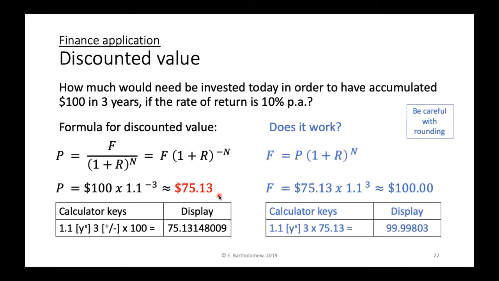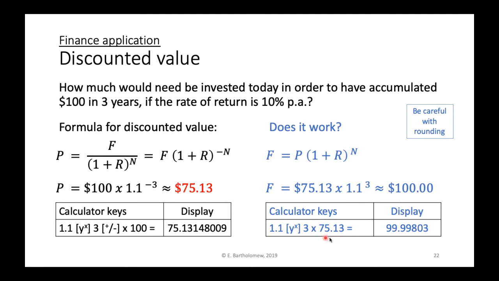So does it work? Because we're basically saying we want to have accumulated $100 in 3 years. Well, let's go back to our other formula: the value in the future is equal to the value in the present times 1 plus the rate to the nth power. So that's the formula that we're using. We take 75 times 1.1 to the third, and we get $100 rounded to the nearest cent.